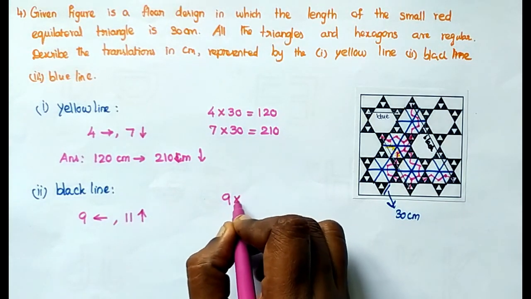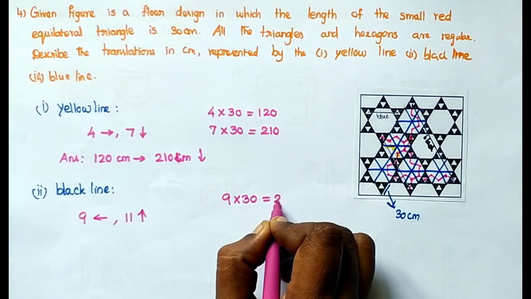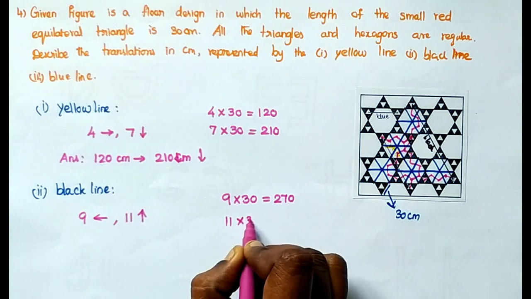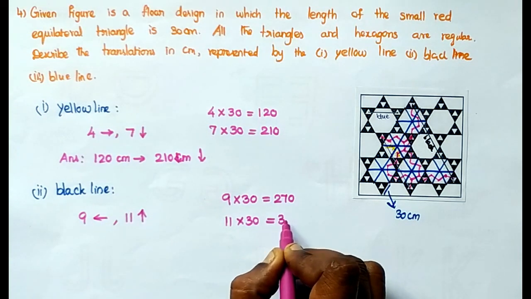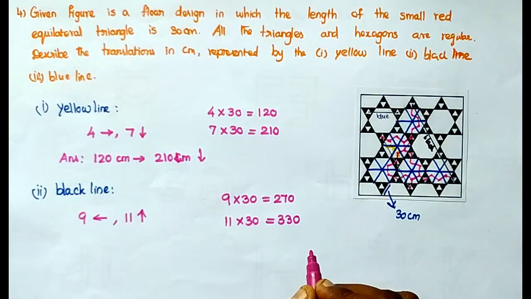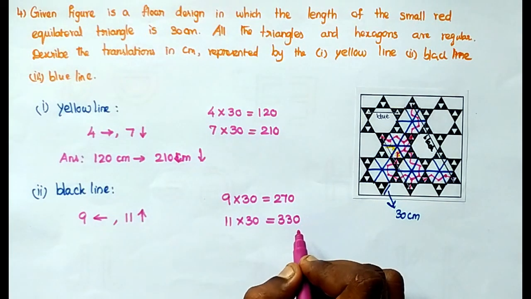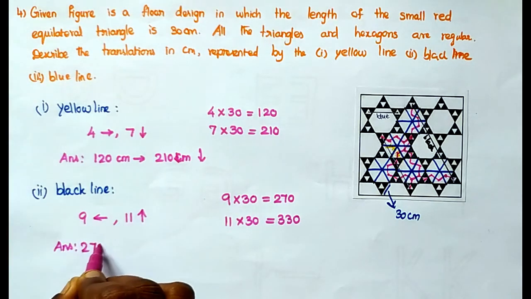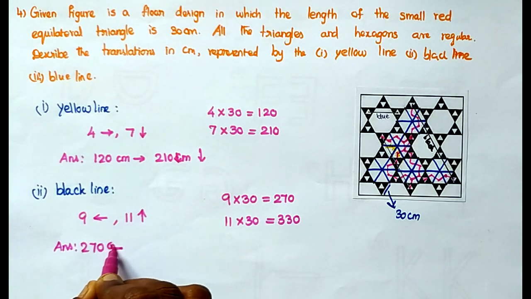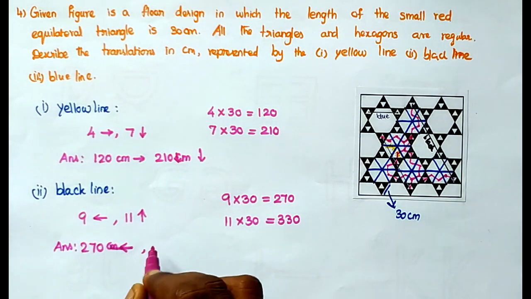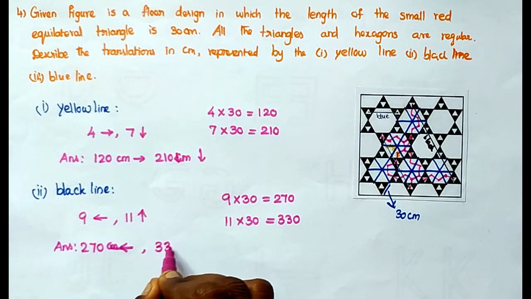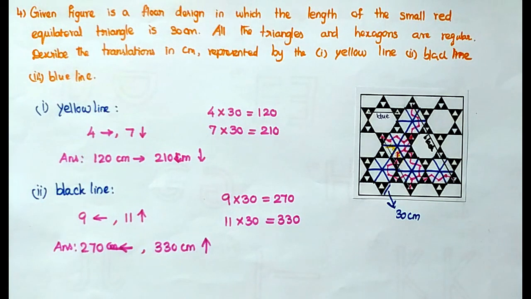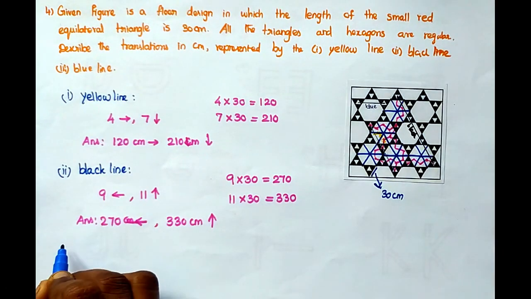Listen, 9 into 30, 270. And 11 into 30, 330. So the answer: 270 centimeter left side and 330 centimeter upward. That is the answer. Third subdivision, blue line.